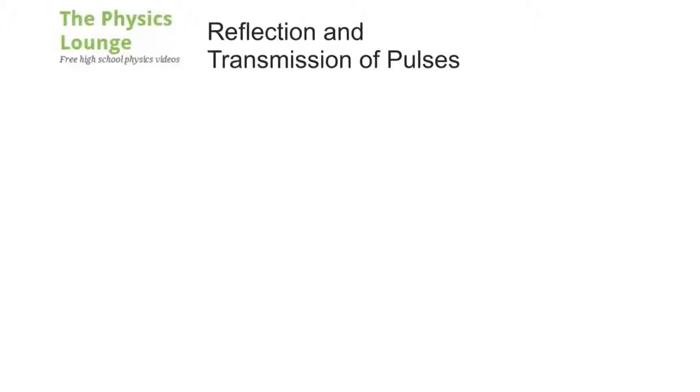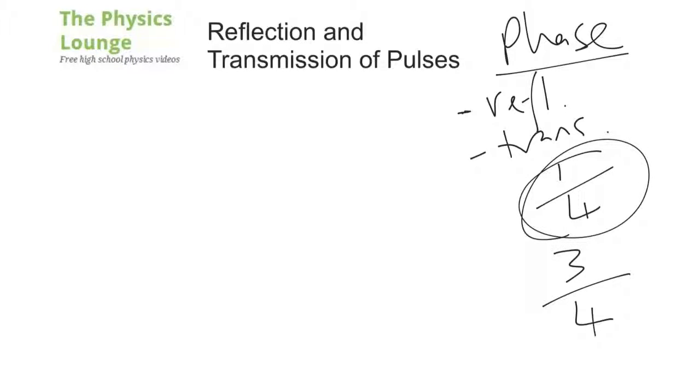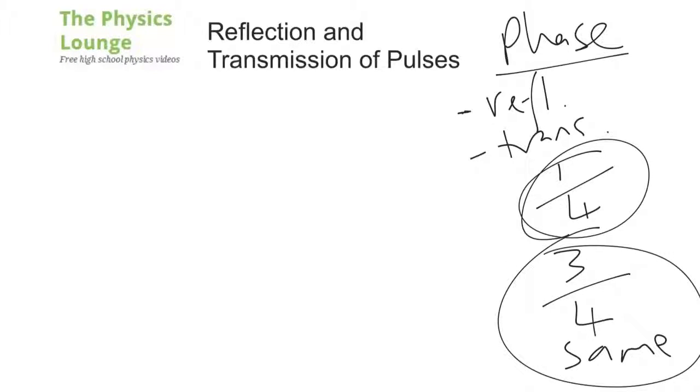Okay, so in this video we're looking at reflection and transmission of pulses, and what we're mostly concerned with is the phase change of the reflected and the transmitted. There's actually only one situation out of the four that is not the same as the others. I'm getting ahead of myself, but one out of four is different, and three out of four are the same. And you just have to learn which one it is and memorize it.